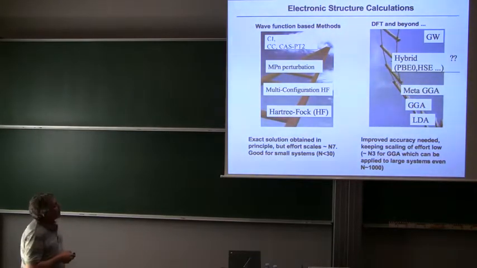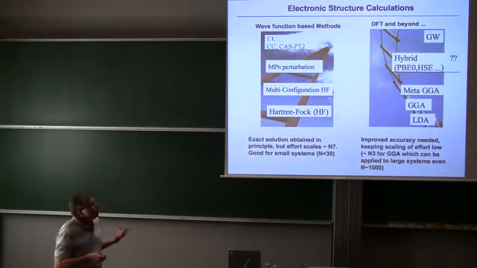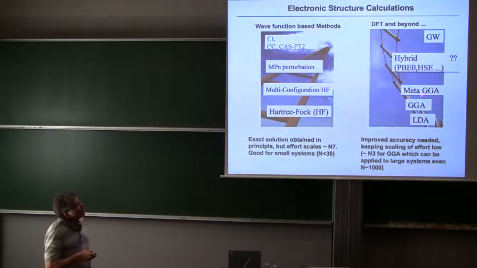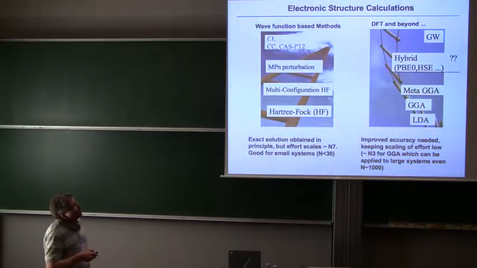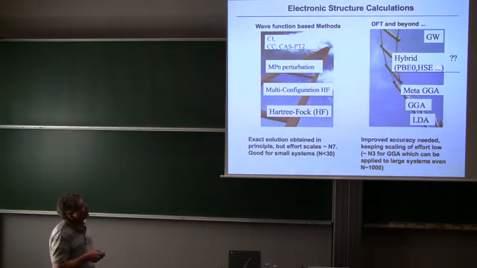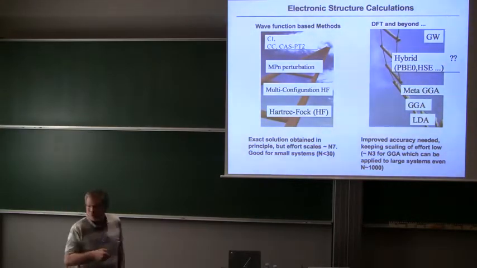On the other hand, of course, we like to be on the other side here with something that scales like N cubed. We have LDA and GGA, and then perhaps meta-GGA is the next rung. And then today, hybrids are now considered to be, I guess, the next rung in this ladder, both the more first-principles and the fitted hybrid functionals. And in the chemistry community, they're now talking quite a lot about this. There's almost a new hybrid functional every week.